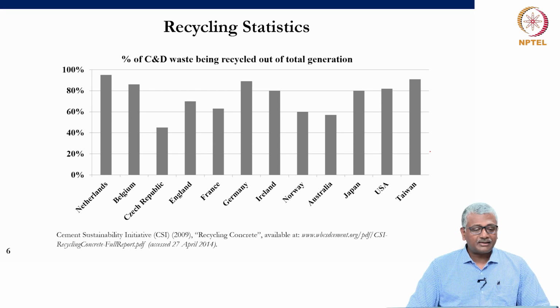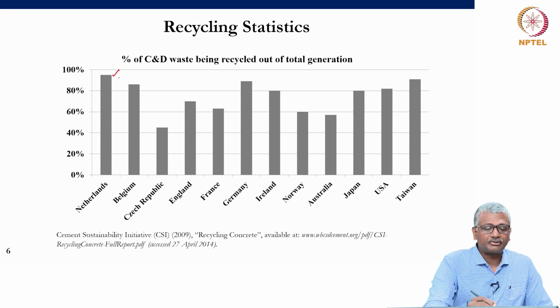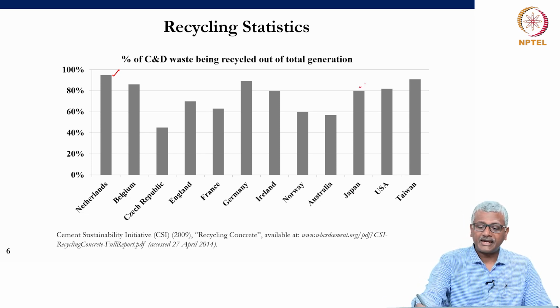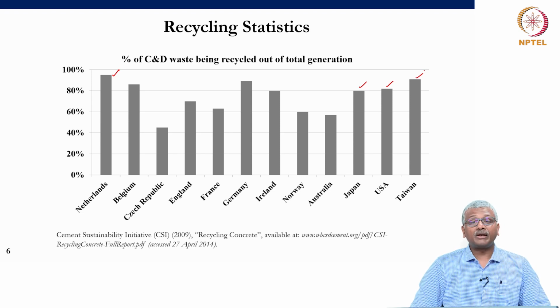As you can see in Netherlands, for instance, more than 90% of the waste that is generated is being reutilized, and that's something very interesting to note because you are actually saving a lot of the waste from simply going to the dumps. Just other popular countries like Japan, for instance, 80%. USA is just above 80%. Taiwan is nearly 90%. These are countries that are doing really well with respect to utilization of the waste.